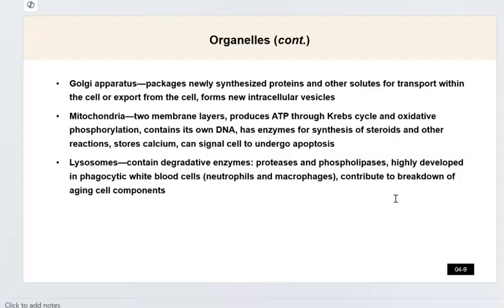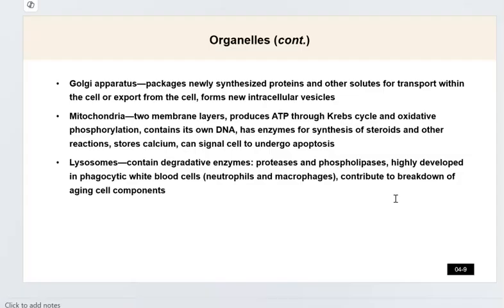Cells with the highest energy requirements have a correspondingly higher number of mitochondria. So the cells that have the highest output need the highest energy. So they're going to have the most powerhouses.